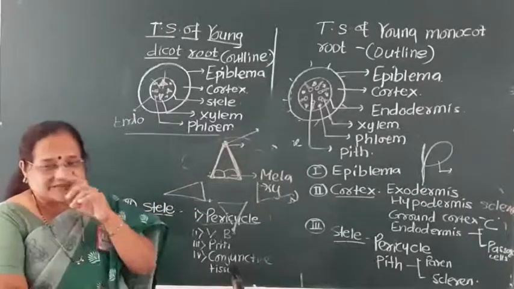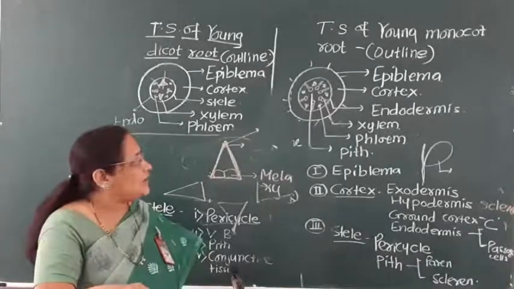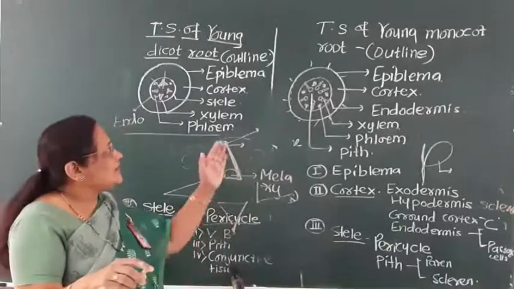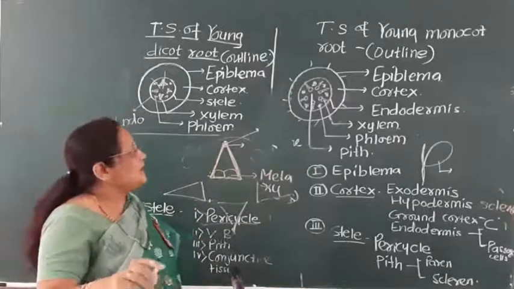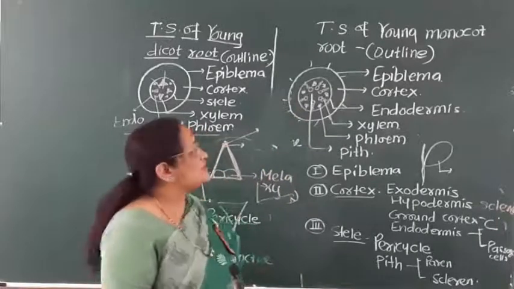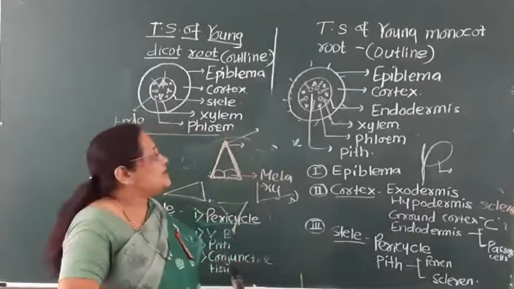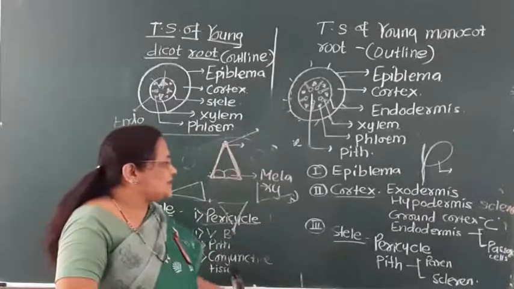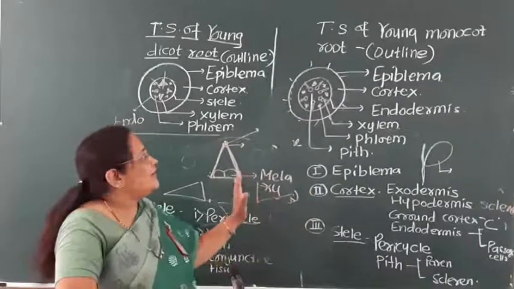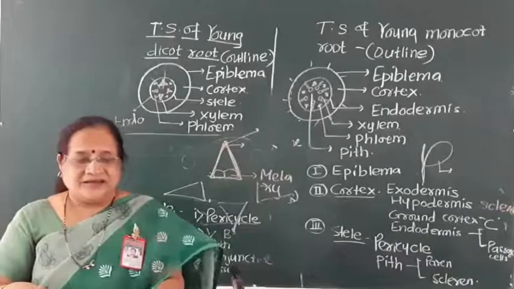After that, the next one is the TS of young monocot root, and the example we are going to take is maize. Here in maize we again study the anatomy, in which the section is circular in outline, and it is again differentiated into 3 parts: the epiblema, the cortex, and the stele. More or less the same differentiation of tissue, but some differences are there that we have to see.